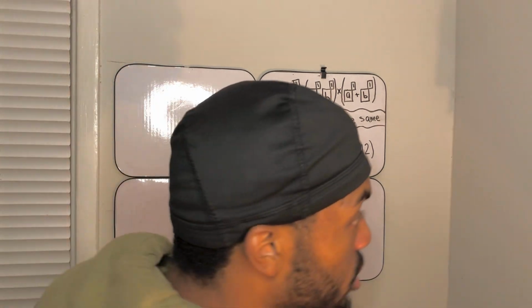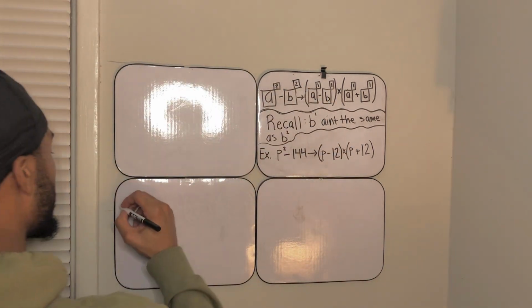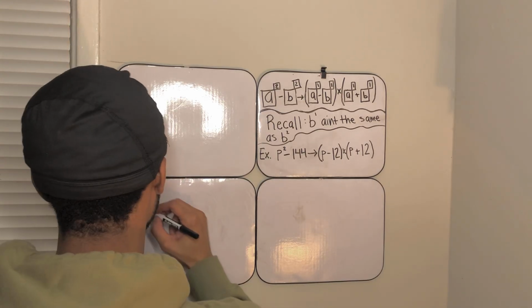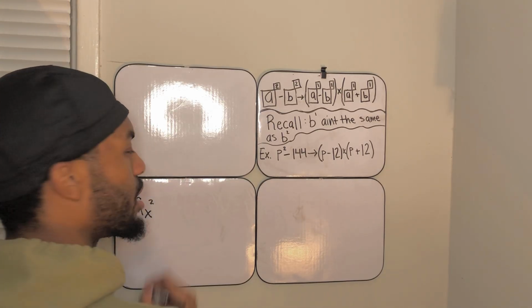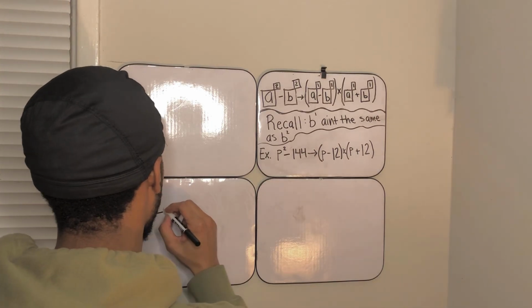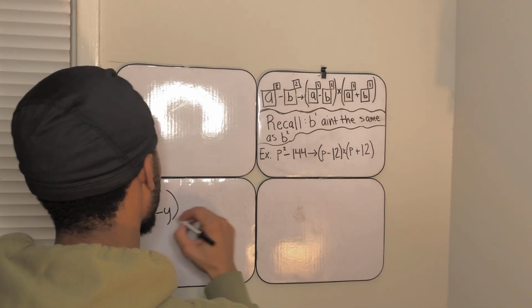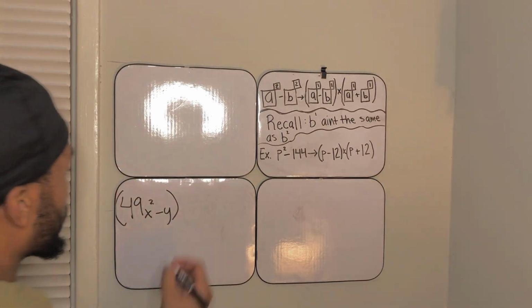I think we got 2 more examples to run through, and hopefully by the end of this, finding the difference of squares will be a little bit more intuitive.